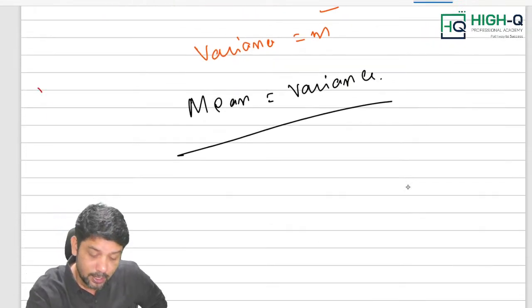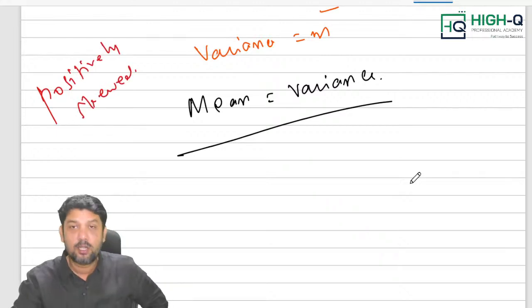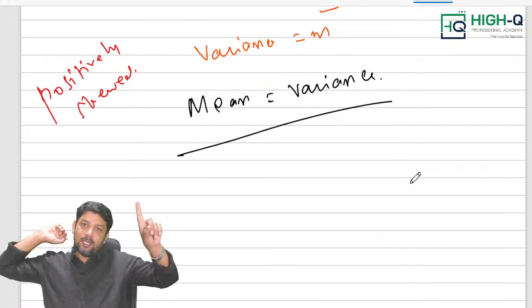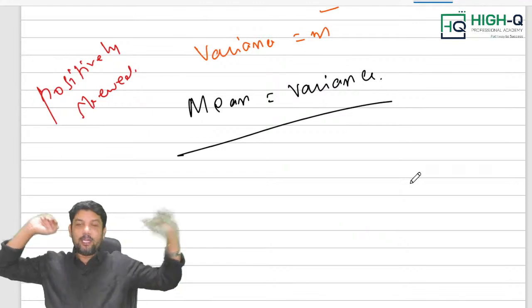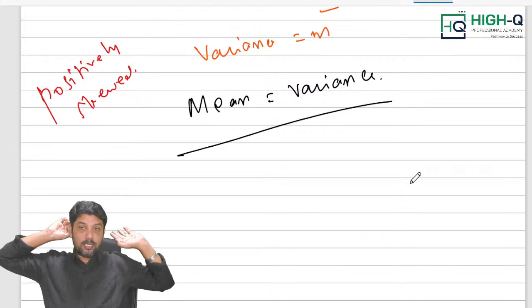And also, it is always positively skewed. Sir, what is the difference? Look at this. Binomial distribution can be positively skewed, negatively skewed, or symmetric. But Poisson distribution is strictly positively skewed.